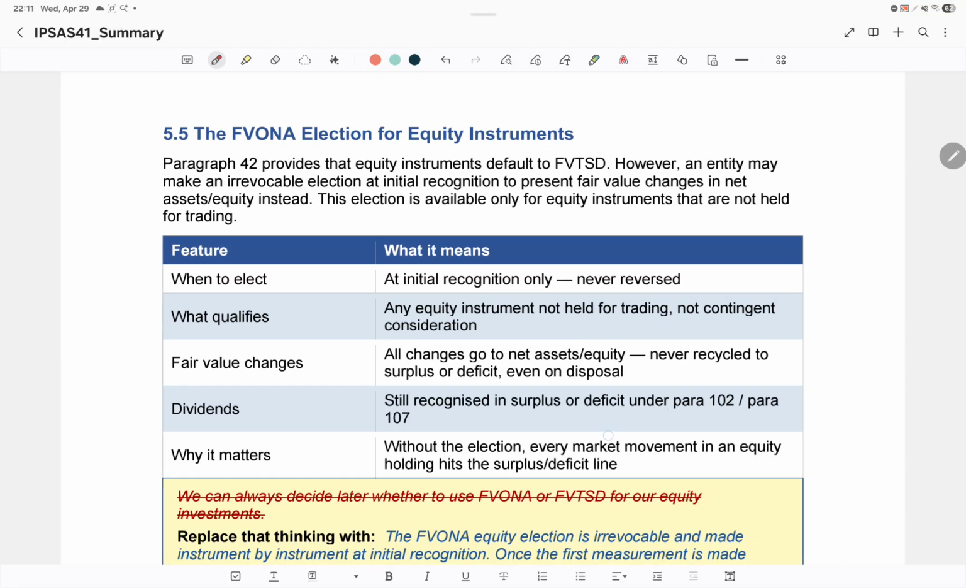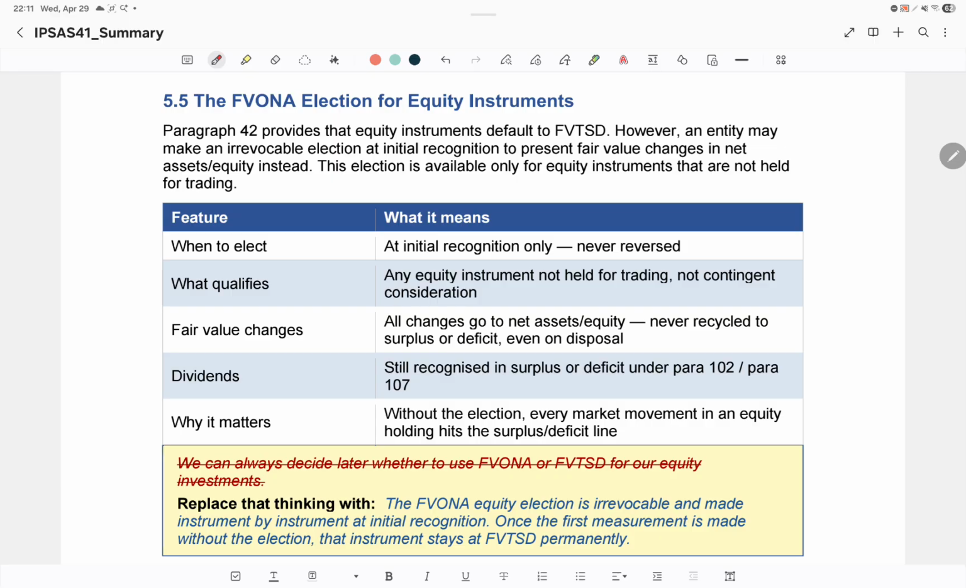Paragraph 42 provides that equity instruments default to fair value through surplus. However, an entity may make an irrevocable election at initial recognition to present fair value changes in net assets equity instead. This election is available only for equity instruments that are not held for trading. So, when to elect: at initial recognition, not in between, and you can never reverse it.